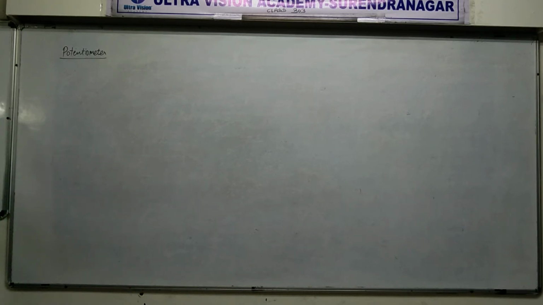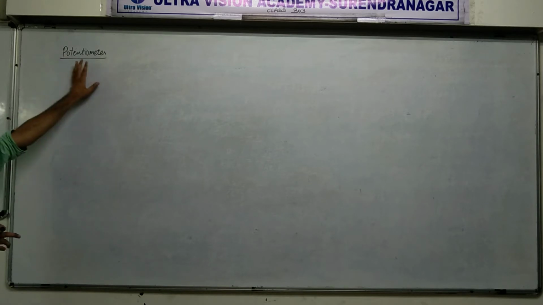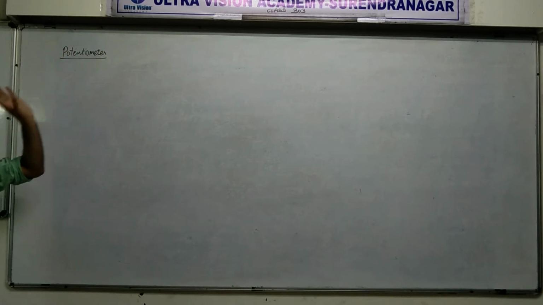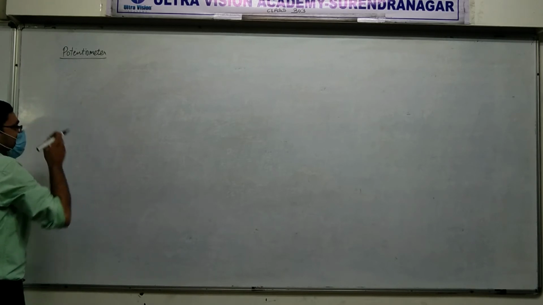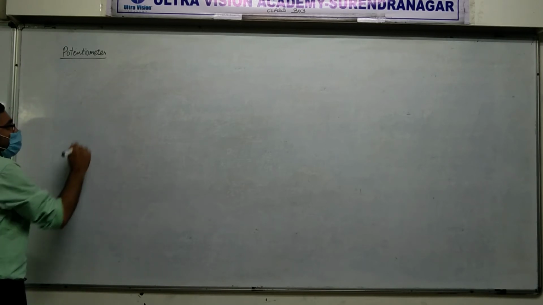So, what's a potentiometer? It's a device that is used to measure primarily potential difference. But it's very versatile. It's got more usage than that. But primarily, it can measure potential difference. Okay. Now, first of all, we understand how it works or why it works the way it works.